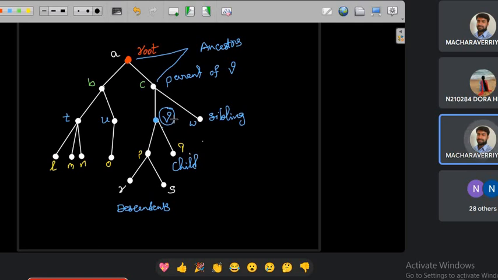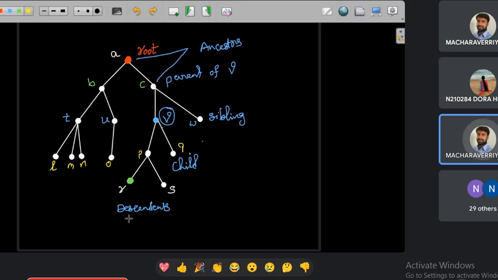Okay, in Telugu we may say Purvikulu, right? Suppose you have many connections, for example, if I take R here, who are the ancestors of R? So the ancestors of R will be P, V, C, A. Okay, so these are the ancestors of R. Alright, so I hope you understand what a parent of a vertex, children of a vertex, siblings of a vertex and ancestors of a vertex are.